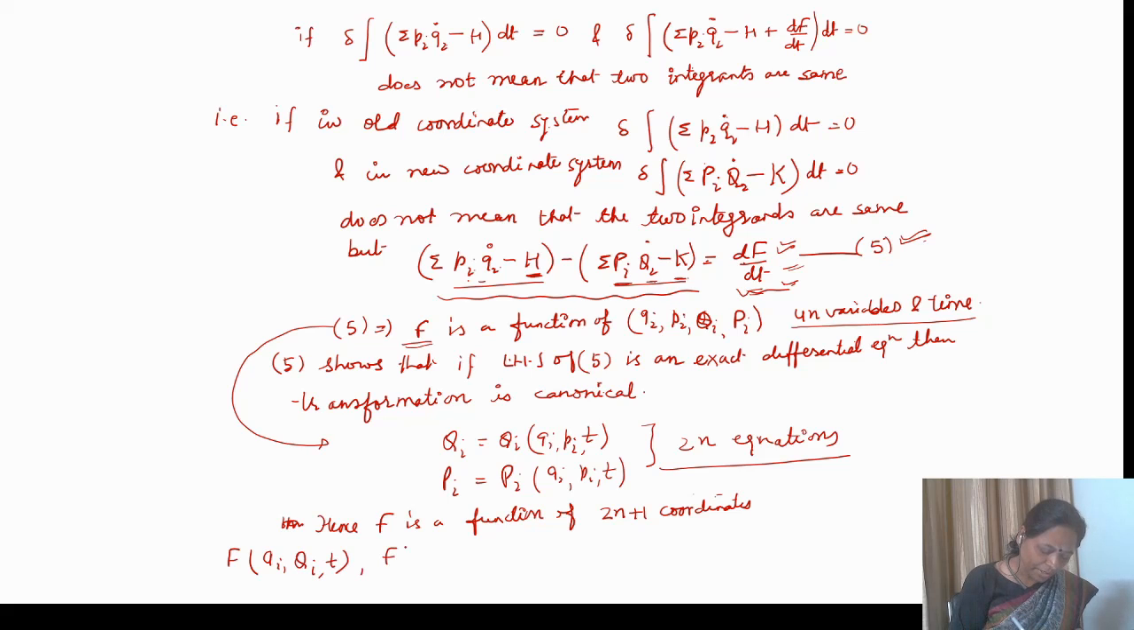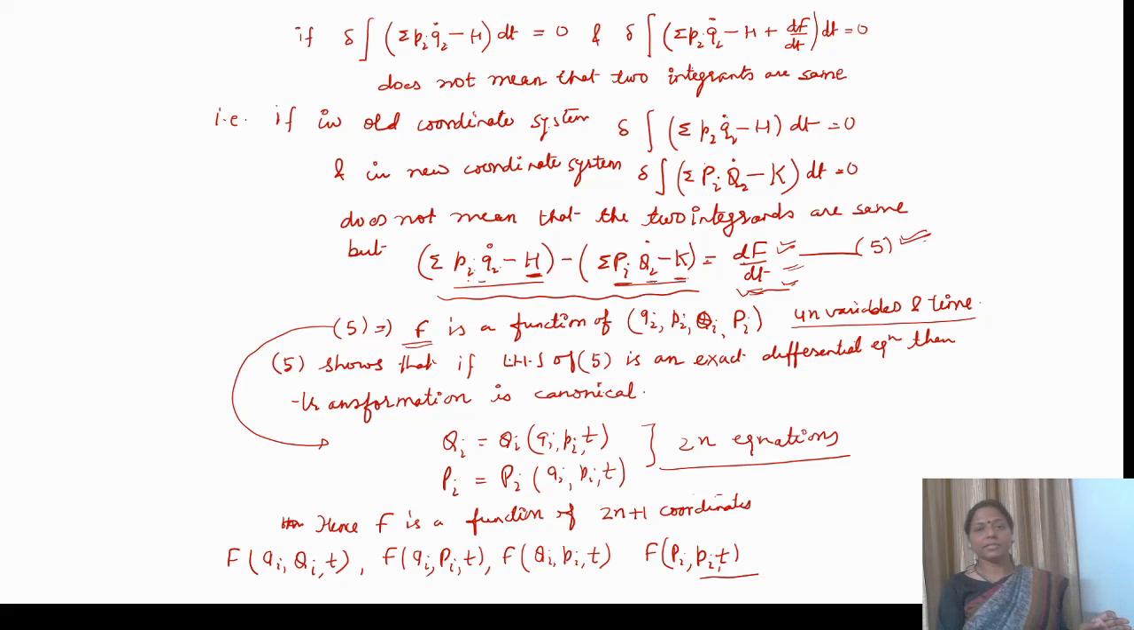You may define f as n old, n new momenta, and time. You may define f as new and then old momenta and time. You may define f as new momenta, old momenta, and time. So there are 4 ways to define this f, and this f is called the generating function.